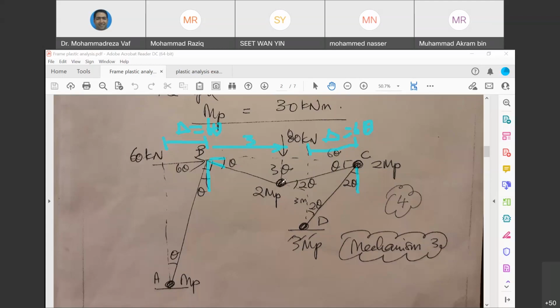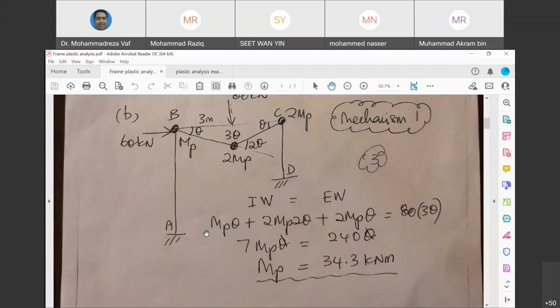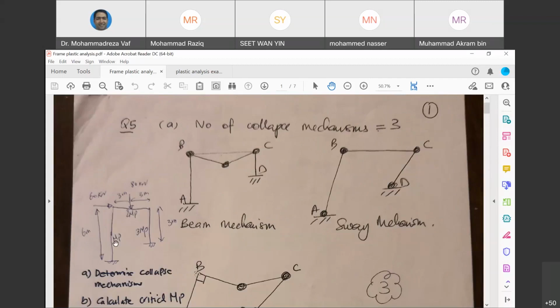And then the rotation at the location of this plastic hinge is the summation of these two. Again, you need to consider how much the plastic moment is at each hinge. We said the plastic moment depends on the MP that is given to us. So here we have MP.